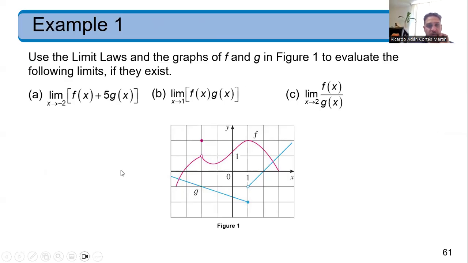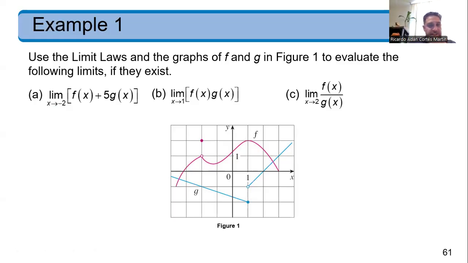So what happens when we have this example, for example? We have two functions here, the blue function and the red function. Okay, so by using these laws, we can state what the limits are going to be. So try to do it by yourselves. All right. If you want, you can pause the video.